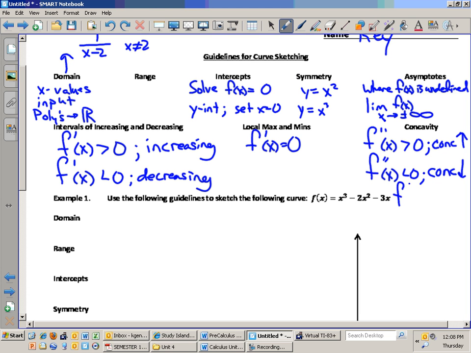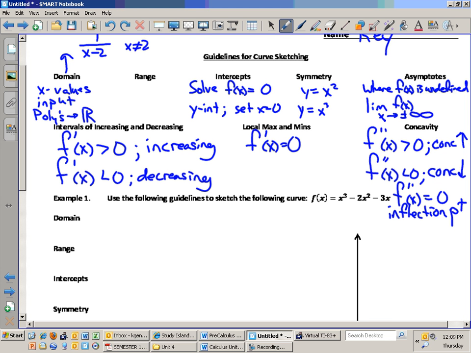And if f double prime of x is equal to 0, what do we have? Some kind of point. Starts with an I, ends with inflection. Point of inflection. Can't forget about that.